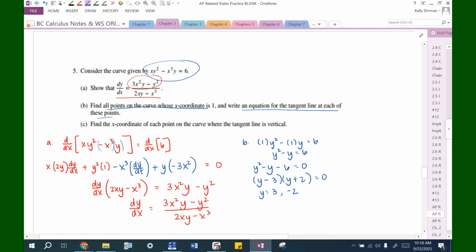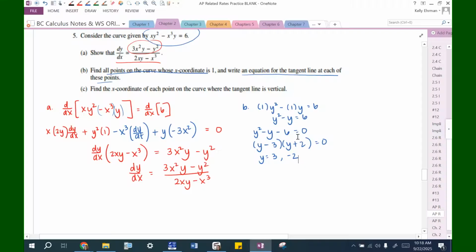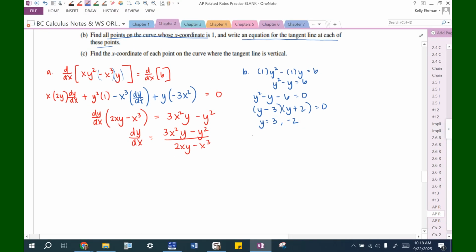What does the question say? Write an equation for the tangent line at each of these points. So I have points. So now I know that the tangent line has to occur when x is 1, y can be 3, and 1, negative 2. So those are my points. I need slopes at these points. So I need to evaluate dy dx. Let's just start with 1, 3. Order doesn't matter here. Remember, you have dy dx given in the problem.